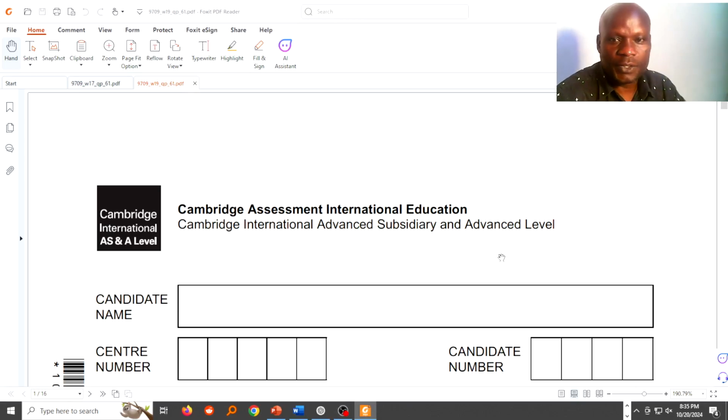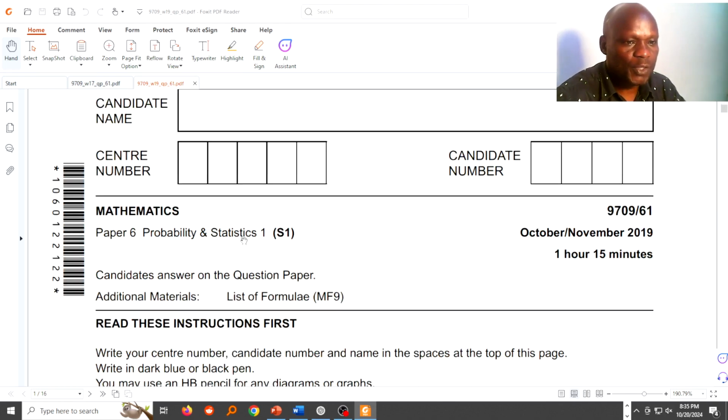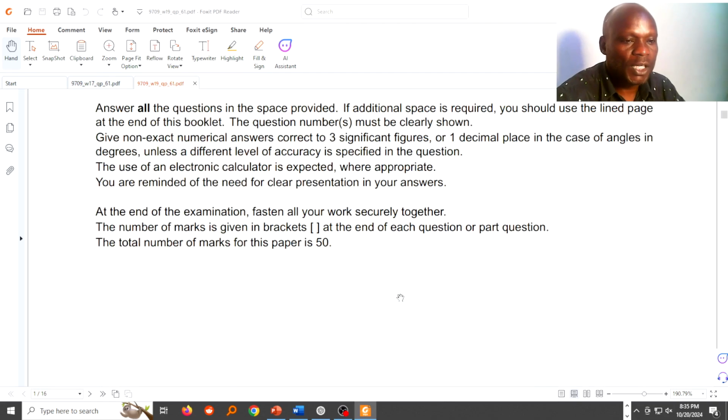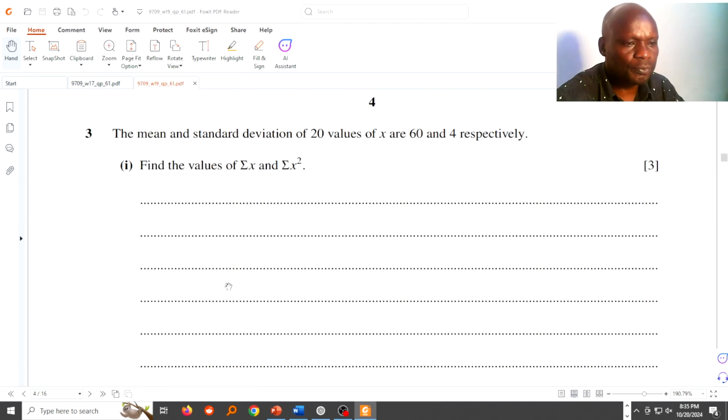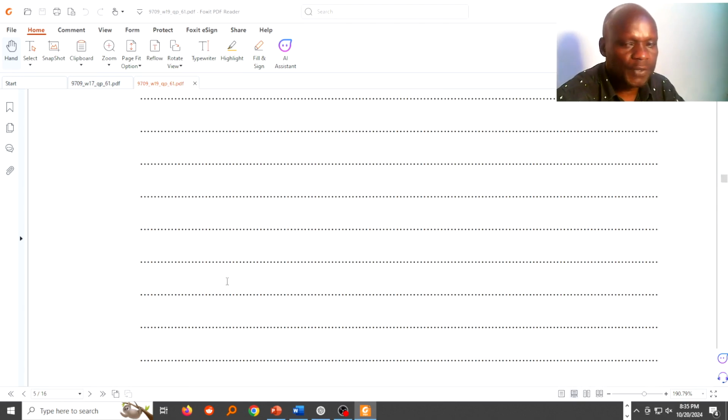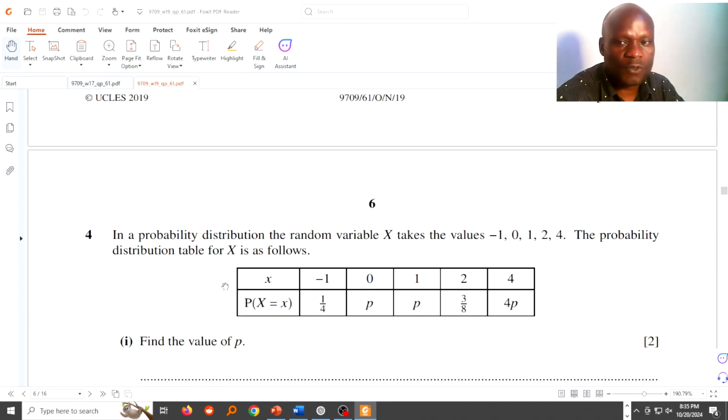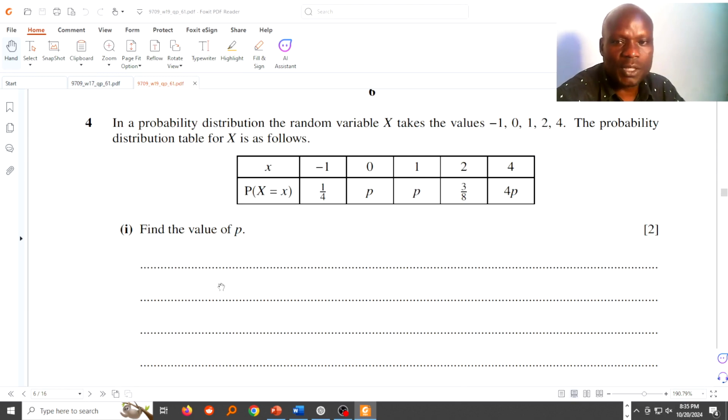Hello. Now, the question that we consider today comes from the Cambridge International Advanced Subsidiary and Advanced Level paper. The paper is Paper 6, Probability and Statistics 1, taken October-November 2019. The code is 9709/61. The question of interest is question 4. This is a continuation of our series of considering discrete random variables.